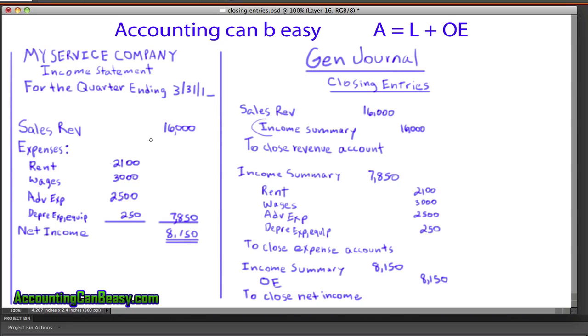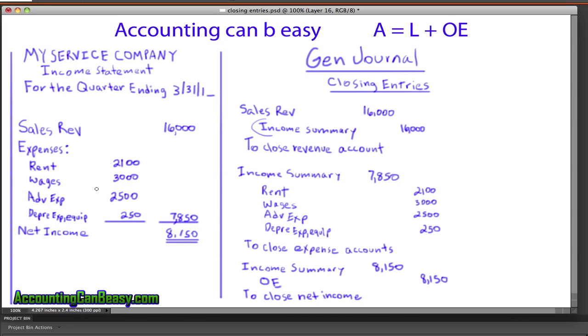If an account has a credit balance on the income statement, we will record a debit entry to close it out, and the credit will go to income summary. Take sales revenue, for example, $16,000 on the income statement. We'll record a debit entry in the general journal for $16,000, and we'll credit income summary for $16,000, and then we'll describe it as to close out the revenue account.